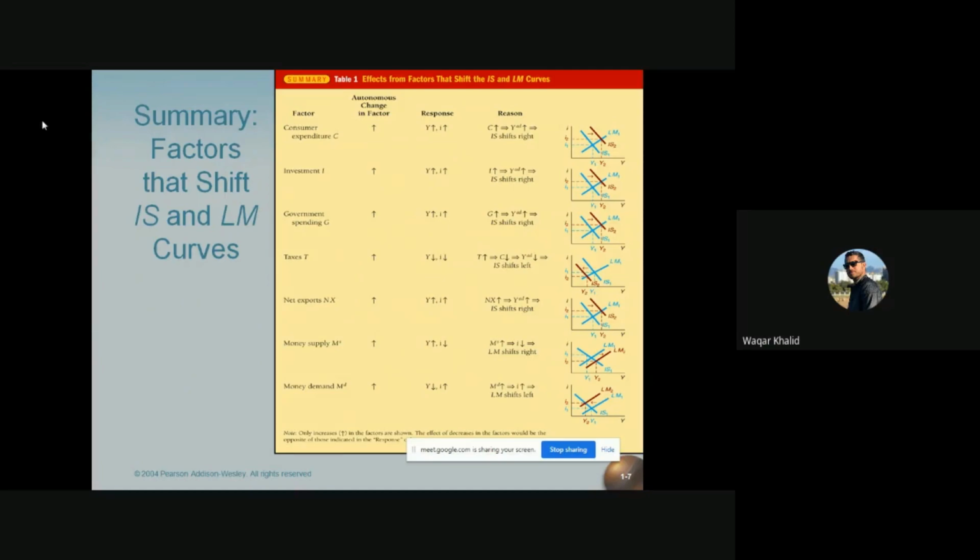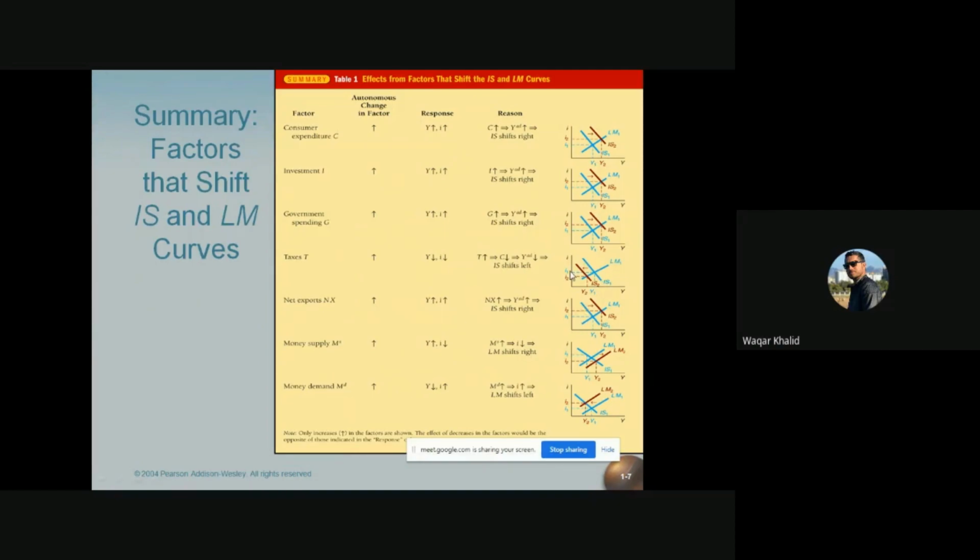But look at the case of tax rates. If there is an autonomous change in taxes, what is the response? Output will decrease and interest rate will decrease as well. It means that if taxes increase, consumer expenditures decrease. It means that the aggregate demand function shifts downward. YAD will decrease. What will be the result? The IS curve will shift to the left from the original position.